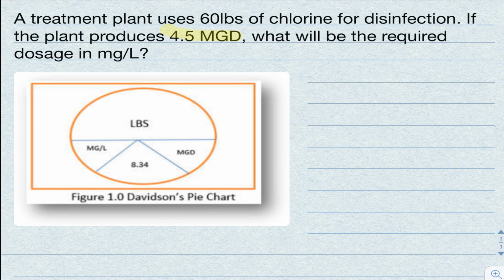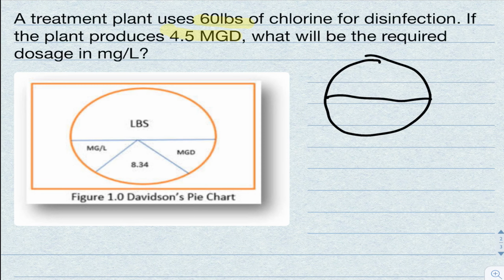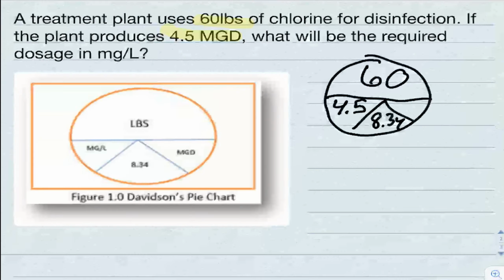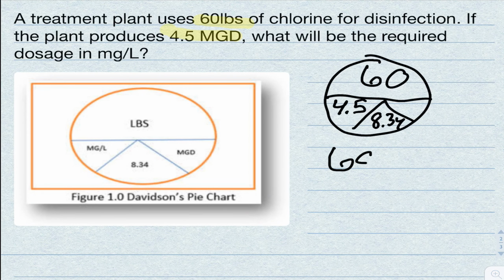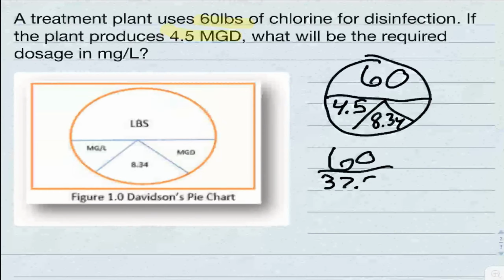Okay, let's look at the numbers given to us, 4.5 mgd and 60 pounds. Okay, let's write our pie chart. 8.34, we have 4.5 mgd and 60 pounds. Okay, now let's write that out. So 60 is on top. Now we multiply 4.5 times 8.34, and that equals 37.53.